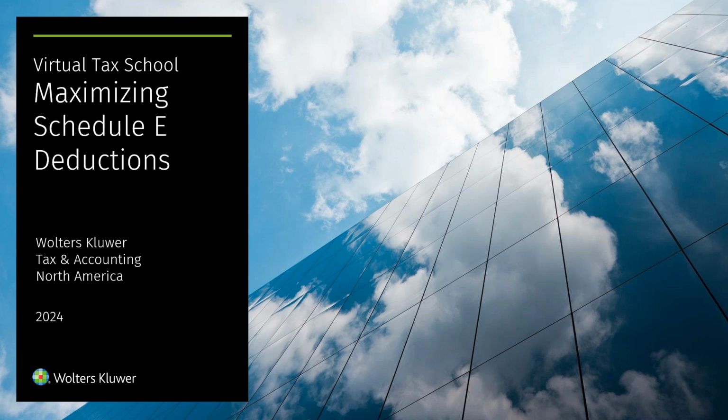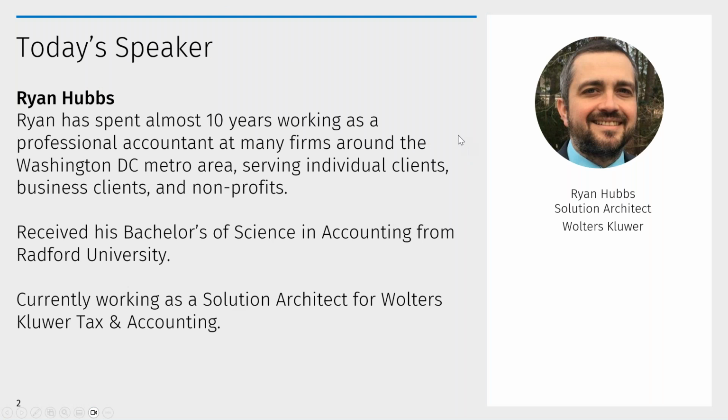Before we really start getting into the Schedule E and some of these specific deductions, I want to give you a very brief introduction on myself, who I am, what I currently do, and then we'll start to navigate more towards the tax side of this presentation. Just to reiterate what was previously said, my name is Ryan Hubbs, and I currently work for Wolters Kluwer. I'm a solution architect, which is really just a fancy way of saying I'm a product specialist. I go into the products, I use my tax knowledge to show off how to use specific tax software and things like that. I do have my background in accounting. It's what I went to college for. It's what my degree is in.